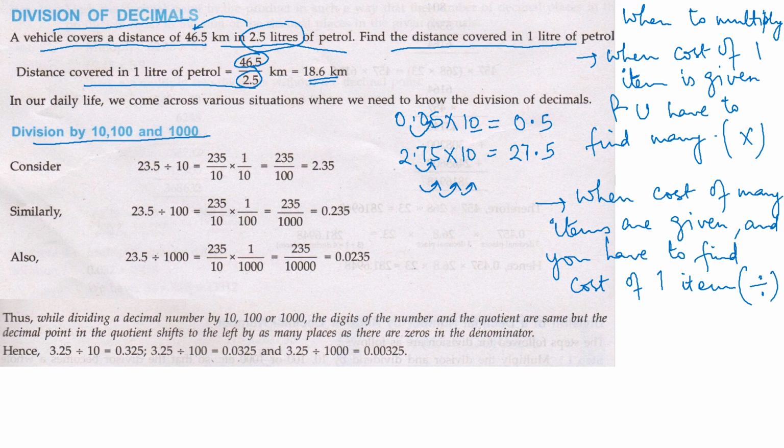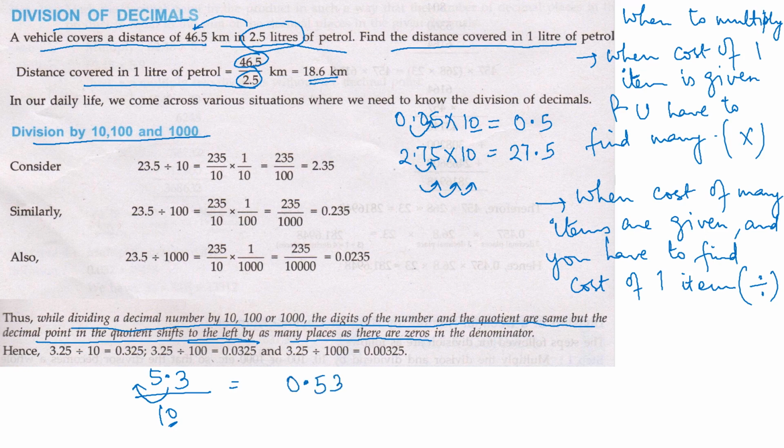Now here what will happen? The decimal will shift to the left. Okay, look here. While dividing a decimal number by 10, 100 or 1000, the digits of the number and the quotient are the same, but the decimal point in the quotient shifts to the left by as many places as there are zeros. For example, if I write 5.3 by 10, okay, this is division. So 10 is here, so the decimal will shift one place to the left. So the answer will be 0.53. Now nothing is there before the point, so we write a 0.